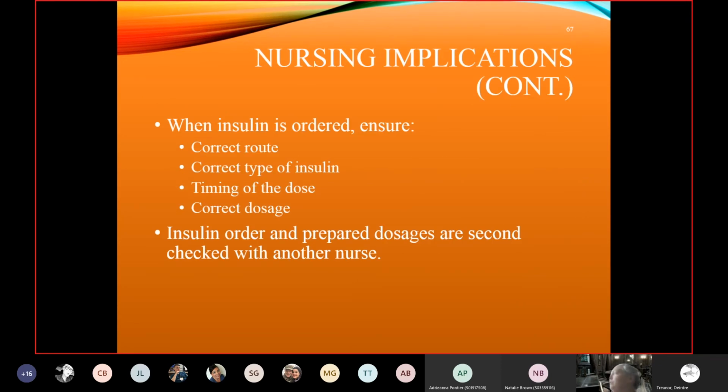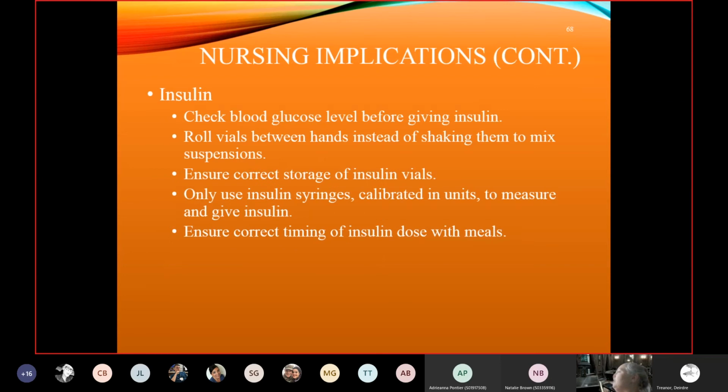So insulin, of course: correct route, correct type, correct time, and correct dose. Second check with another nurse. Check blood sugar before you give insulin. Roll the vials instead of shaking if you have to mix. Make sure they're stored properly. Use only insulin syringes. And ensure correct timing of insulin dose with meals.